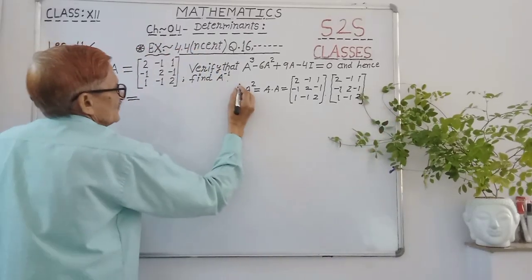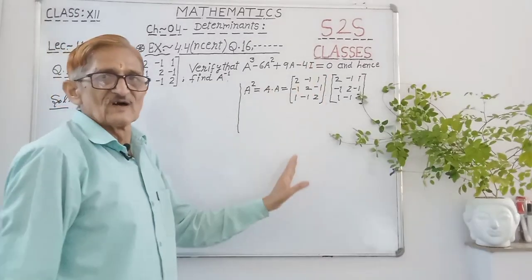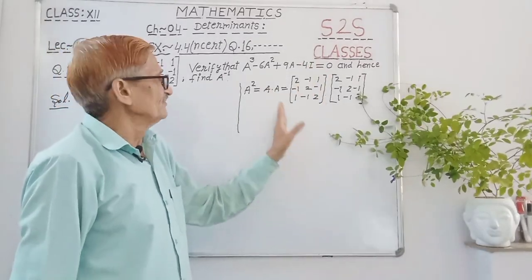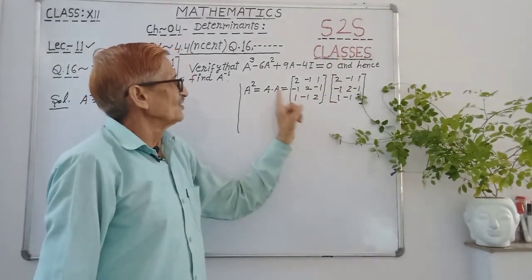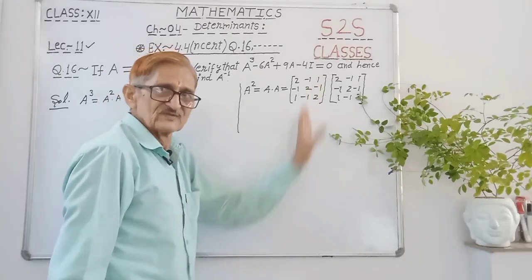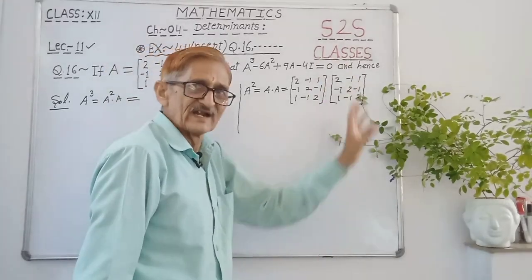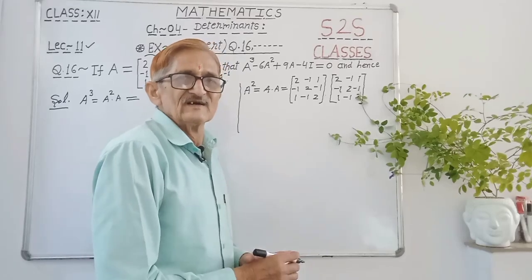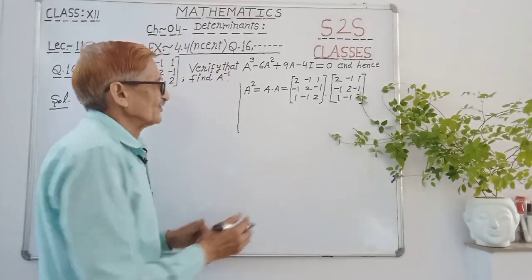Multiply. You know how to multiply? First row with first column, corresponding elements product and sum. The first element of the product will come. Then first row with second column, first row with third column. Similarly, second row with first column, second column, third column. Then the third row again, multiply corresponding elements and sum all the products.